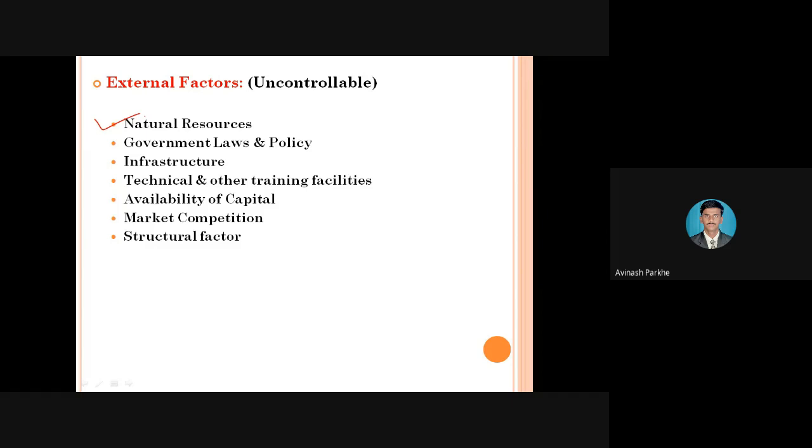Then second is government laws and policies. It is also an external factor. If I have to start a new plant or a new organization, it is not possible to take land and directly start the industry. For that purpose, some government laws and policies are there. There are some standard areas provided by the government, and in those particular areas only we have to start the new organization.